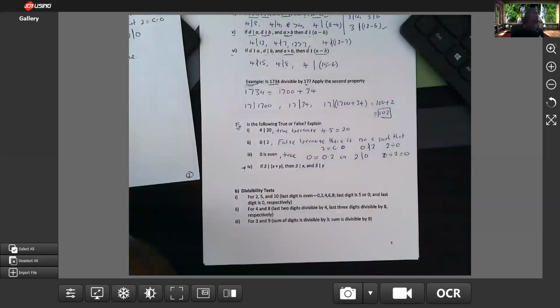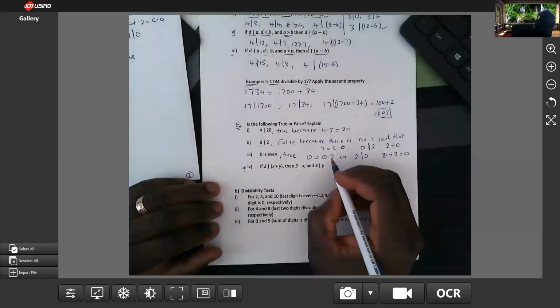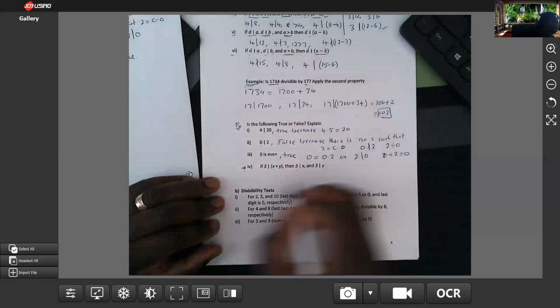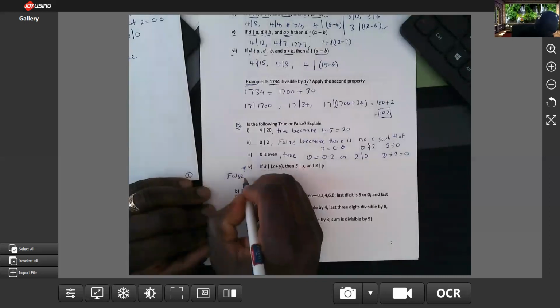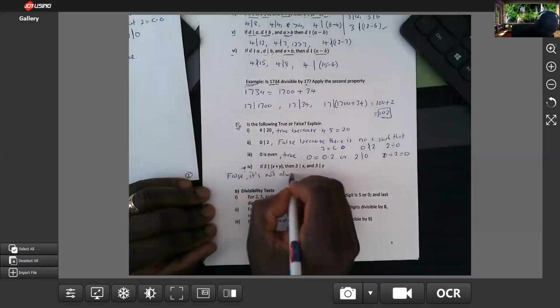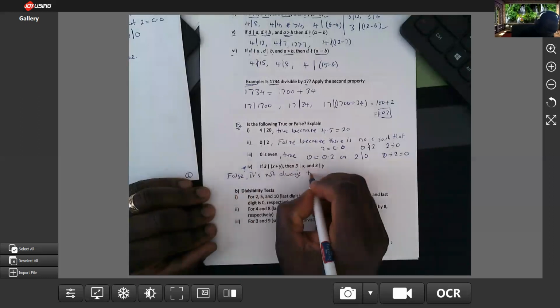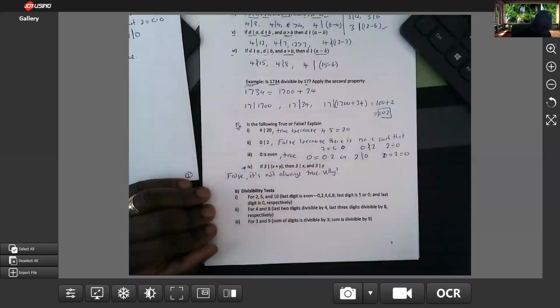That's going the other way. Okay, let's find out. This is not always true. So we say that this is false. It is not always true. Okay, let's give an example.